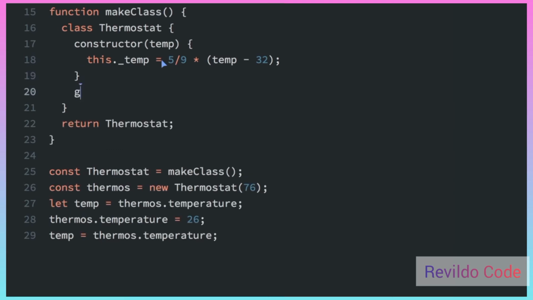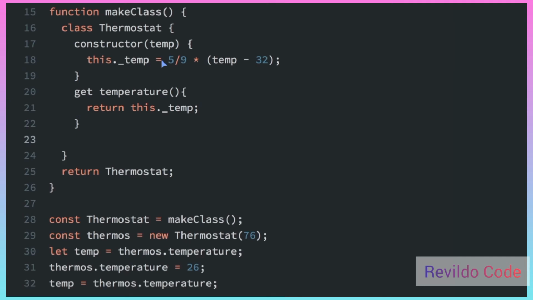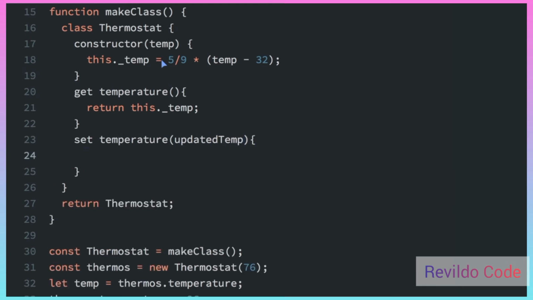So for getter, we'll do get temperature, and we're just going to return this dot underscore temp, which now it's in Celsius because we're storing the value in Celsius, even though the thermostat is created in Fahrenheit. So with the setter, it's going to be the same. Set temperature, updated temp, and it's now going to still be in Celsius. So this dot temp equals updated temp.